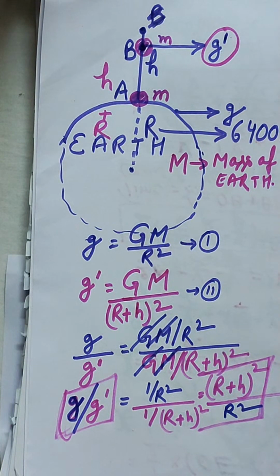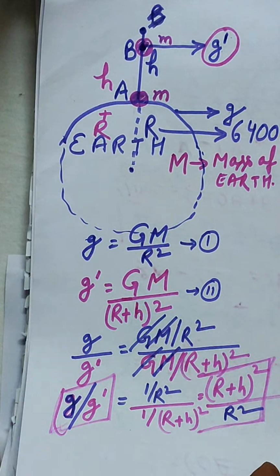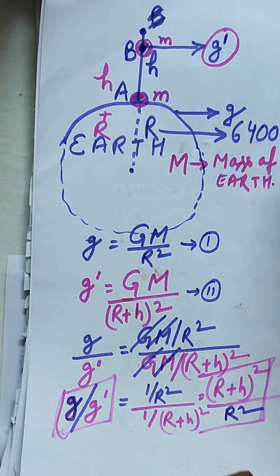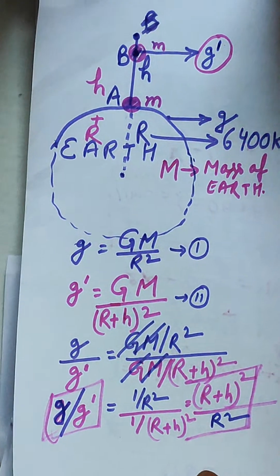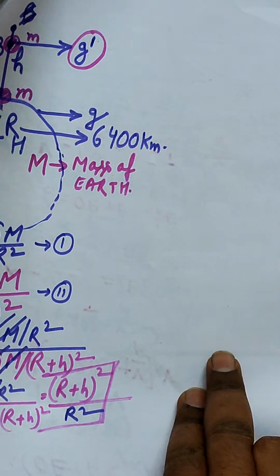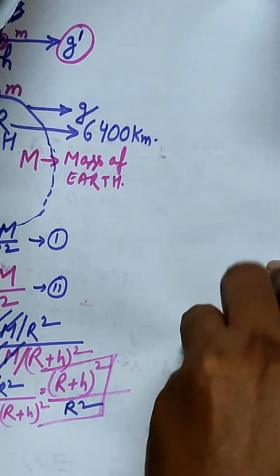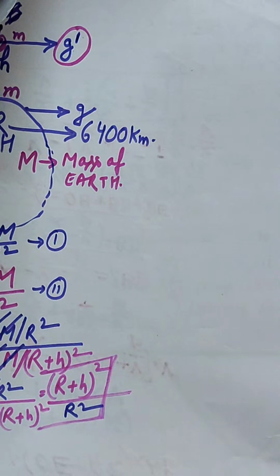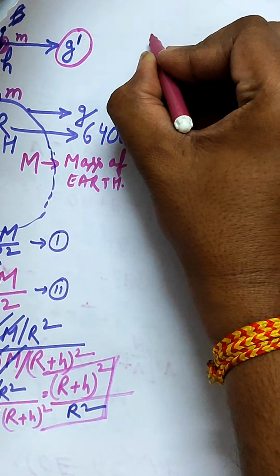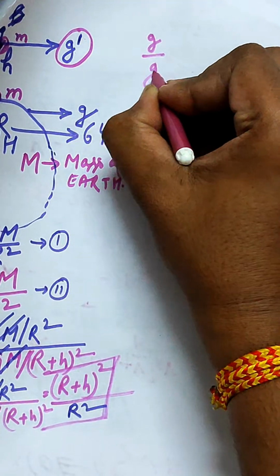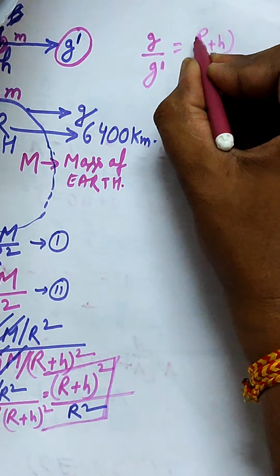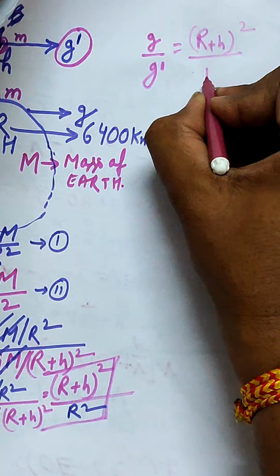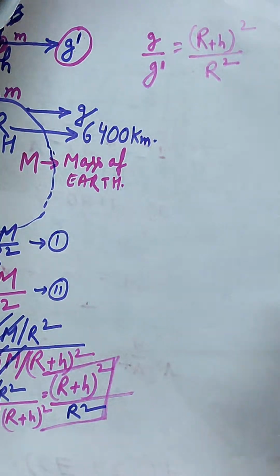But now it's given to you that acceleration due to gravity will become half at what height. You need to calculate that height, right? So let us find it out. Since we have derived g' by g is equal to (R plus h) whole square divided by R square, right?